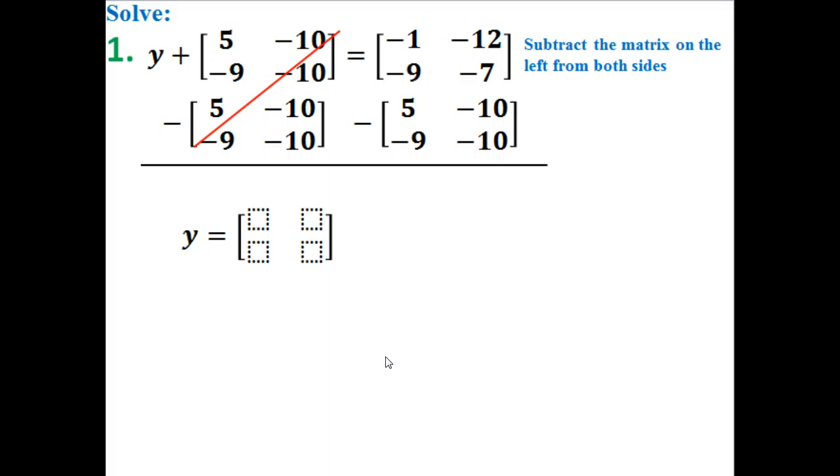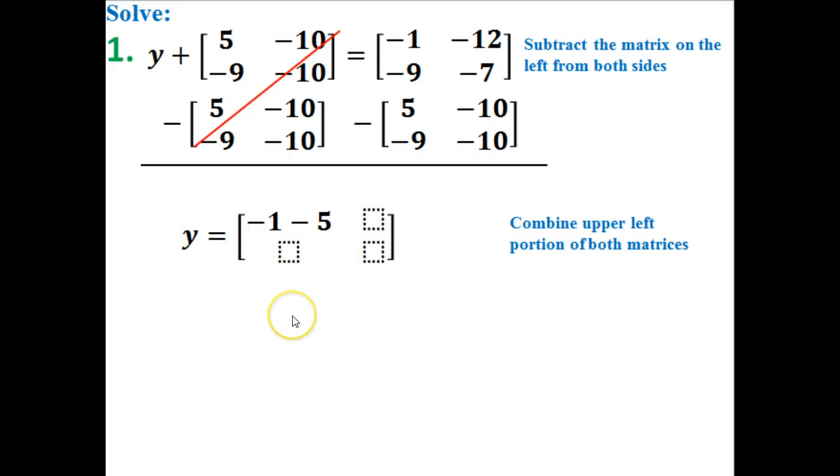Okay, so let's go pretty much one step at a time here. Our first step is just to combine the upper left-hand portions of each matrix. Basically, we've got this one in the upper left-hand corner and this one in the upper left-hand corner, so we're going to combine those two together. It's a subtraction here, so we cannot forget to subtract everything here on the bottom. So we've got a -1 minus 5. Notice both of those are in the upper left-hand corner of their respective matrix, so I'm going to place the answer in the upper left-hand corner.